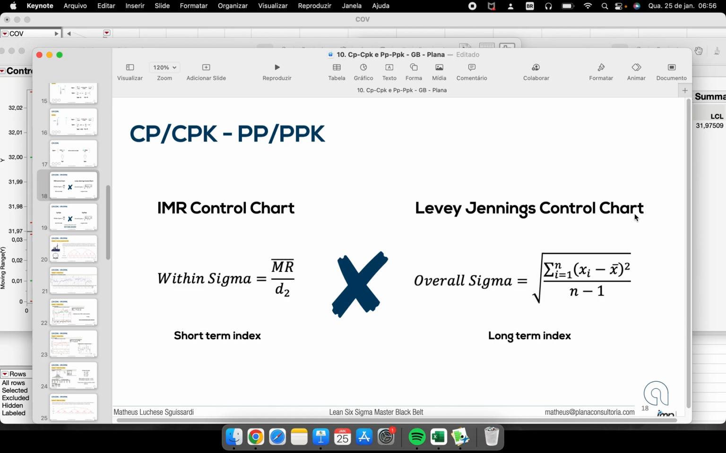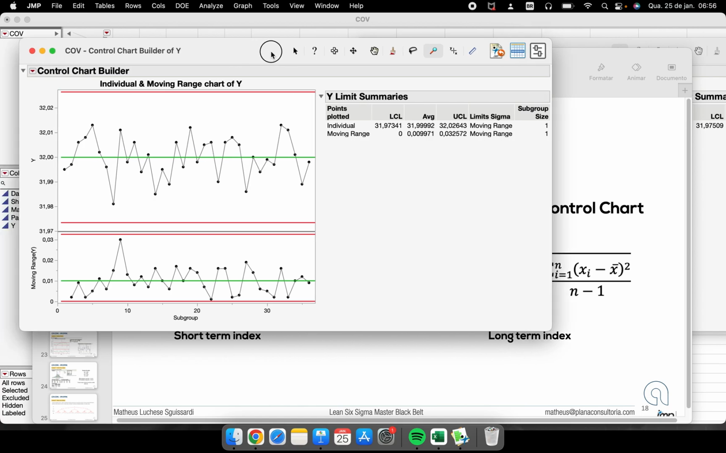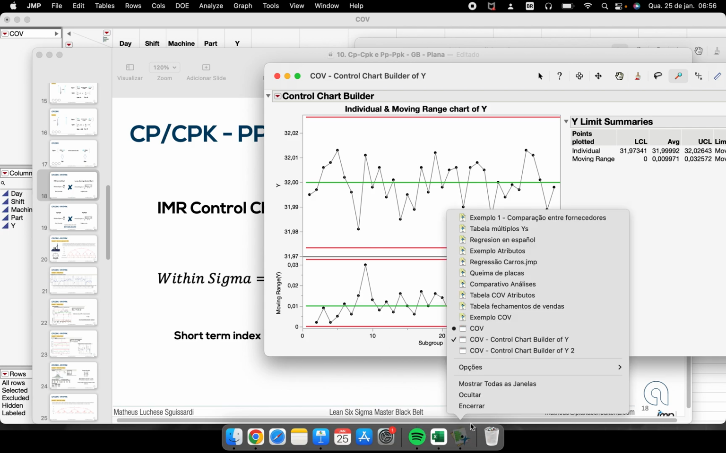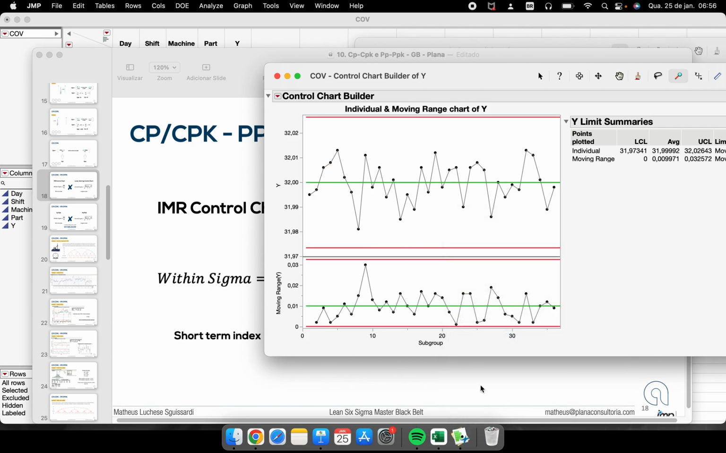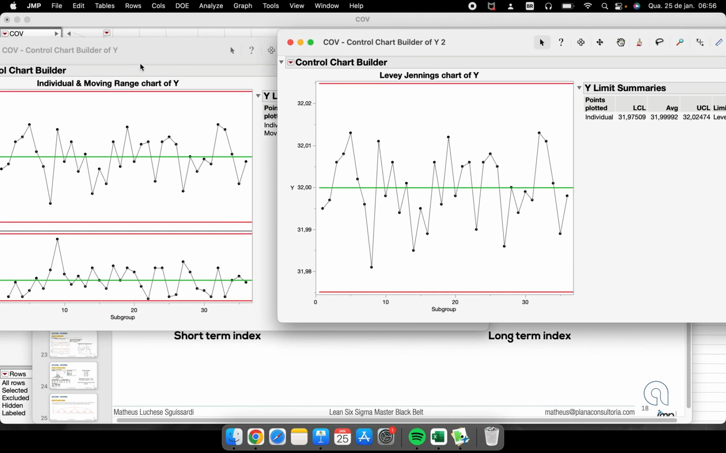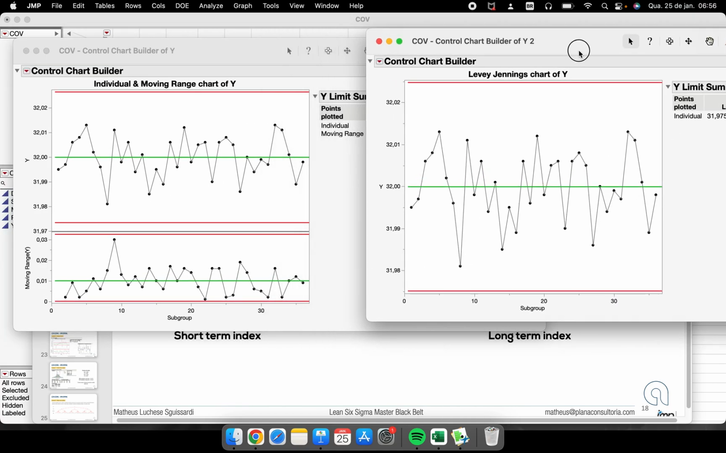The Levey Jennings control chart is using the overall sigma, this calculation here, to get the sigma, and we will have a different value. The more stable the process is, the more similar they are. In this case we have a stable process, so the difference between the control limits of each chart is very similar. So this is the main difference between the Levey Jennings and the IMR chart.